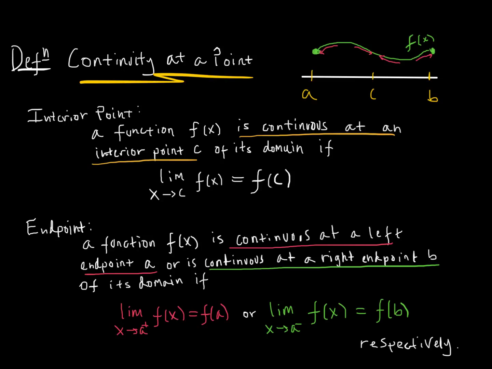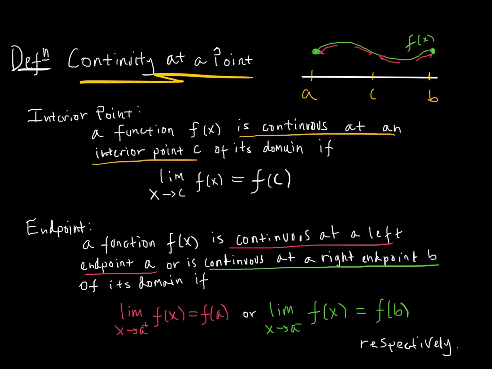Okay, now let's talk about the endpoints. The reason that we can't use the same definition for the endpoints is that the two-sided limit isn't going to exist here because you can't define the function to the left. Over here, you can't define it to the right. And so we have to amend our definition.